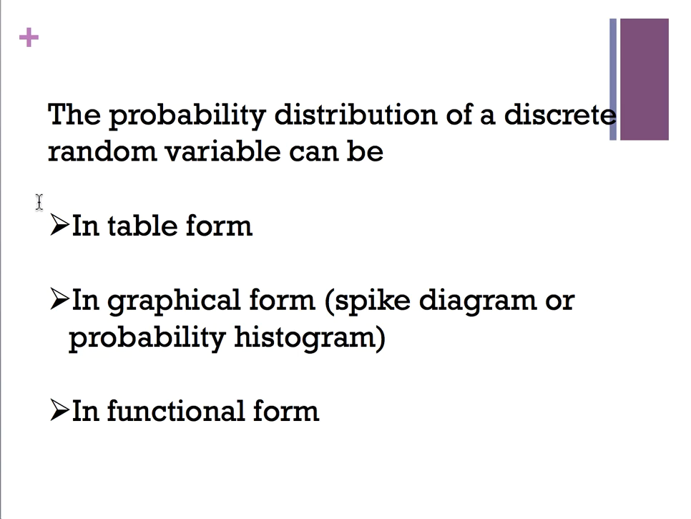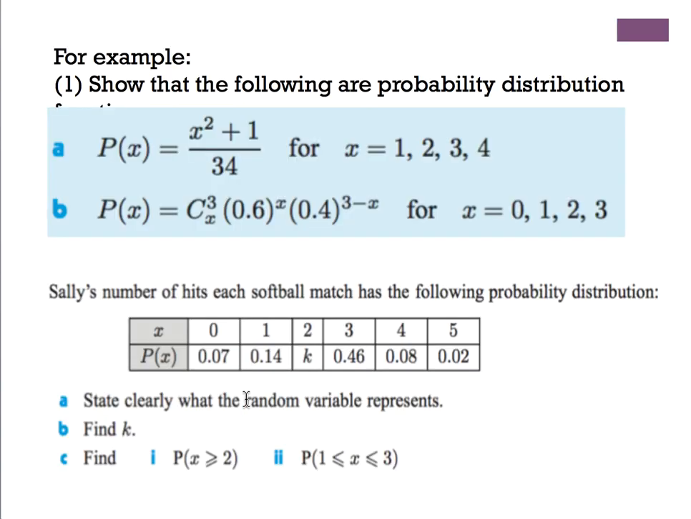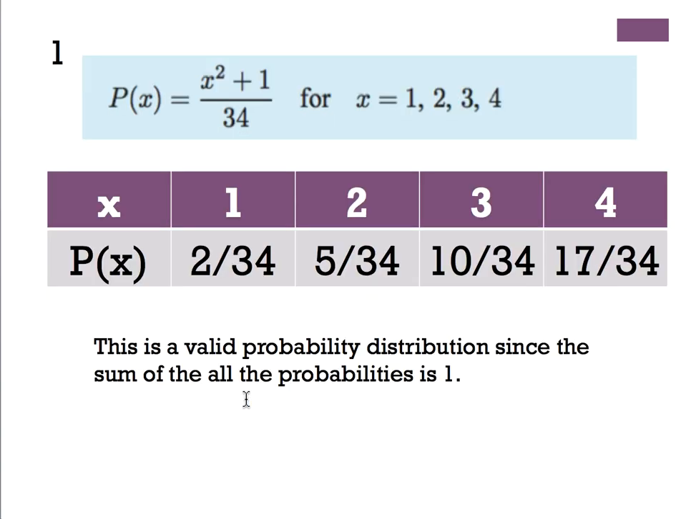So we are going to take a look at the functional form. Aside from a table form, it can also be in function form. You remember f of x, but this time we're going to use p of x. P stands for probability. It's just a common notation for probability function. Let's take a look at this example. We have this probability function p of x is equal to x squared plus 1 over 34 for x equals 1, 2, 3, and 4. Now, is this valid or not?